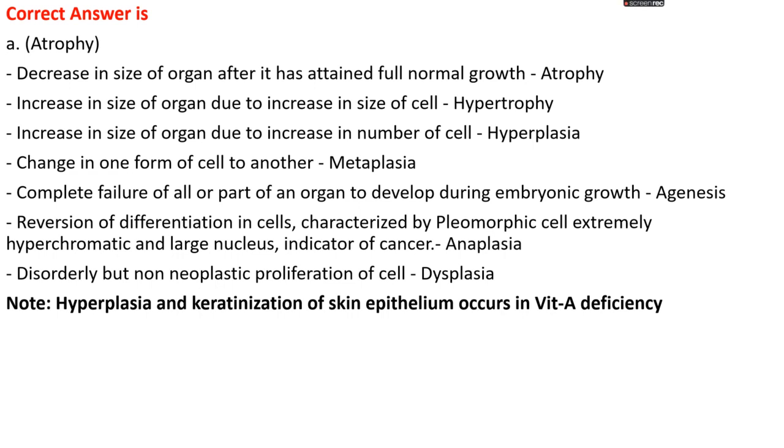While complete failure of all or part of an organ to develop during embryonic growth is known as agenesis, and reversal of differentiation in cells, characterized by pleomorphic cells with extremely hyperchromatic and large nuclei, an indicator of cancer, is anaplasia. Disorderly but non-neoplastic proliferation of cells is known as dysplasia. Note that hyperplasia and keratinization of skin epithelium occur in case of vitamin A deficiency.